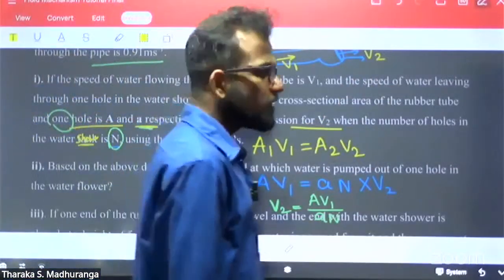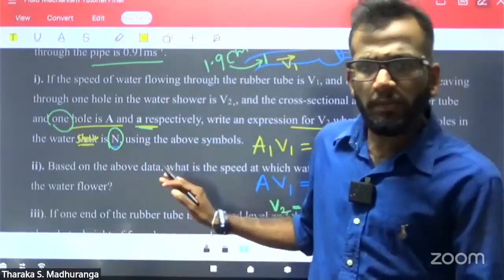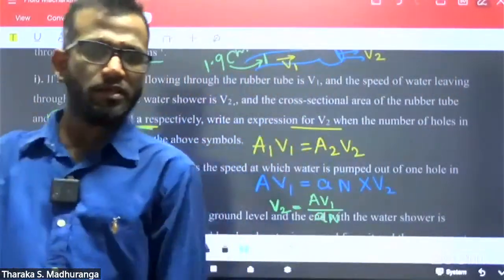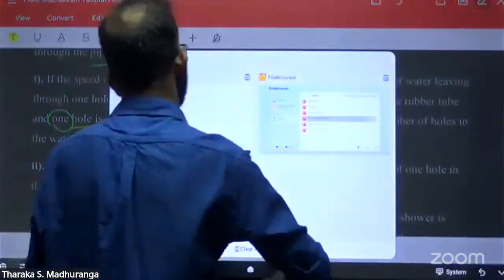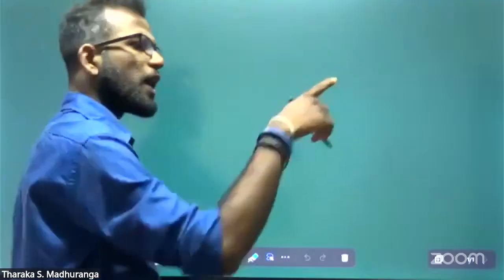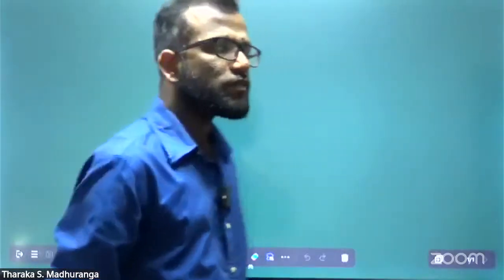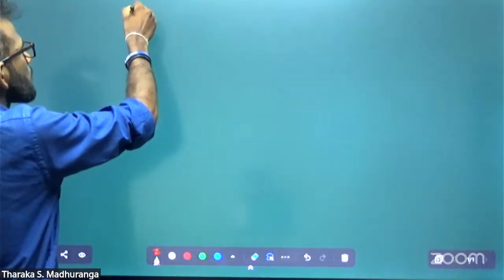Okay, this equation, the continuity equation. Do you remember what the meaning of continuity is? We discussed it in the dynamic fluid part actually. What's the meaning of continuity?